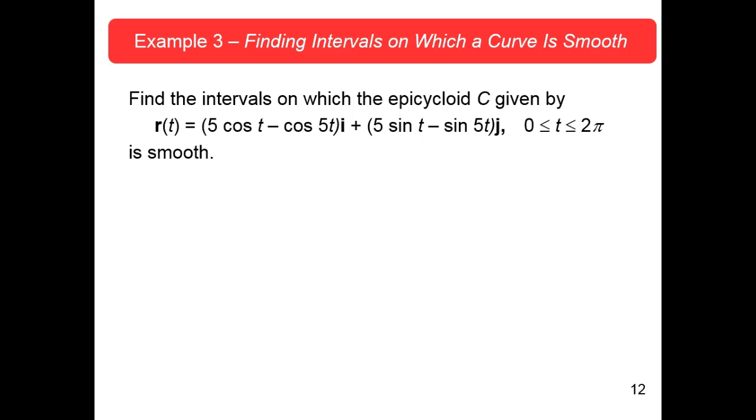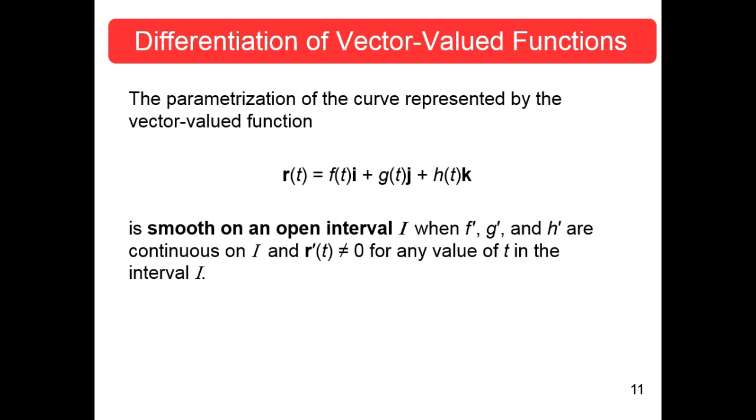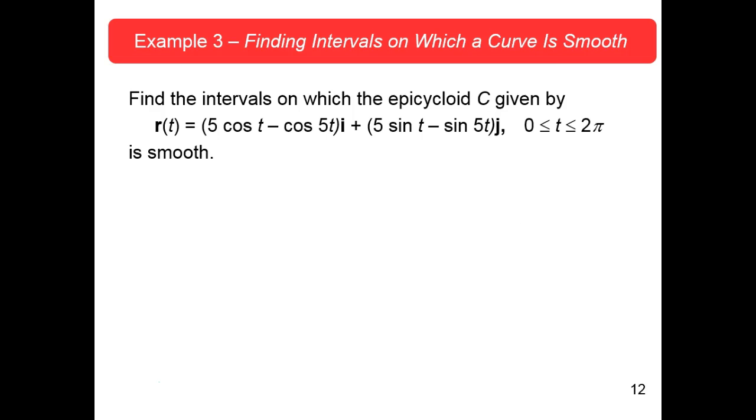Find the intervals on which the epicycloid C given by r of t equals 5 cosine t minus cosine 5t i plus 5 sine t minus sine 5t j is smooth. Find the intervals on which that epicycloid is smooth. And what does it mean to be smooth? It's smooth whenever f prime, g prime, and h prime are continuous. So guess what we need to do?